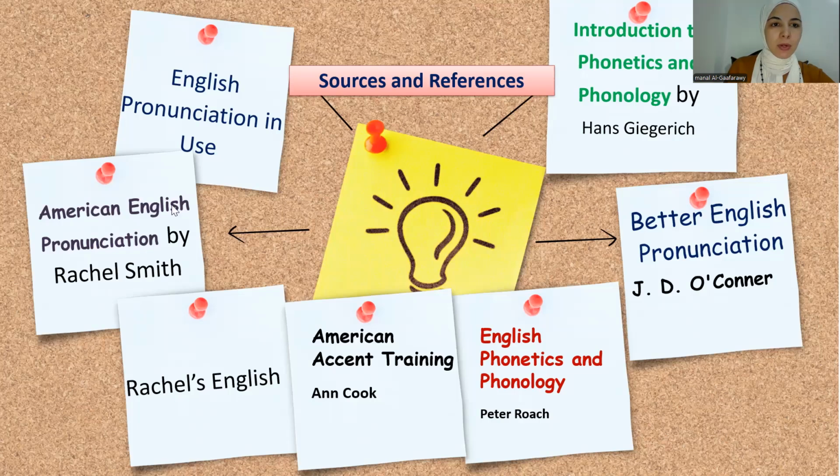So other books include American English Pronunciation by Rachel Smith. So as you can see, this gets deeper into the American pronunciation. And there is also American Accent Training by Anne Cook, and English Phonetics and Phonology by Peter Roach. Most of these books are available in a PDF format. So you can download them and pick, for example, a pronunciation feature and go through it in different references so that you have a clearer image of that point, or to master it appropriately.